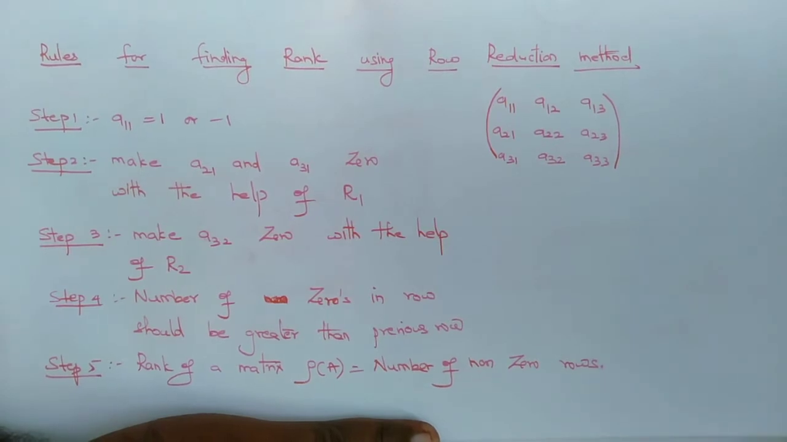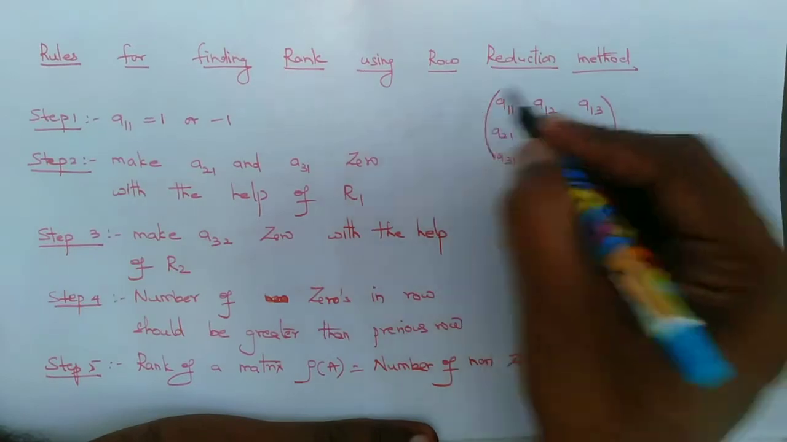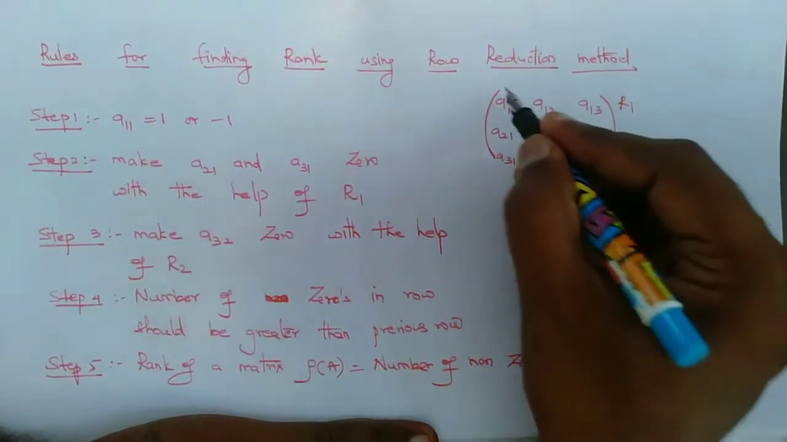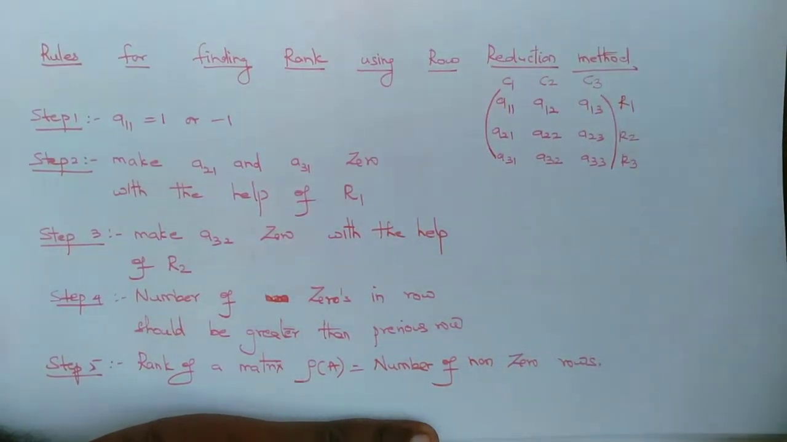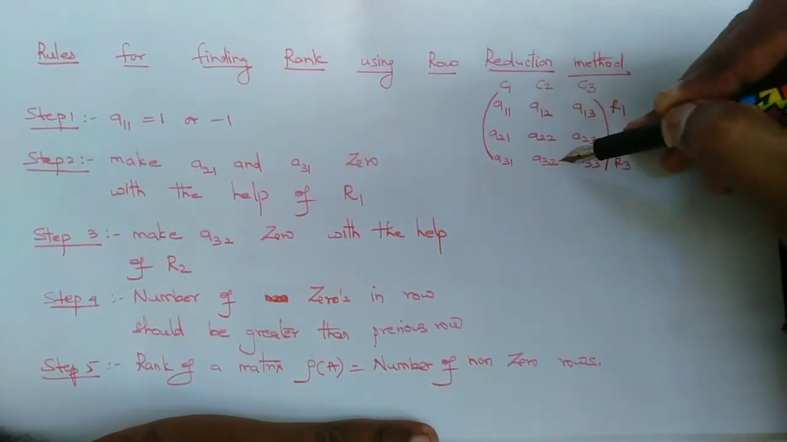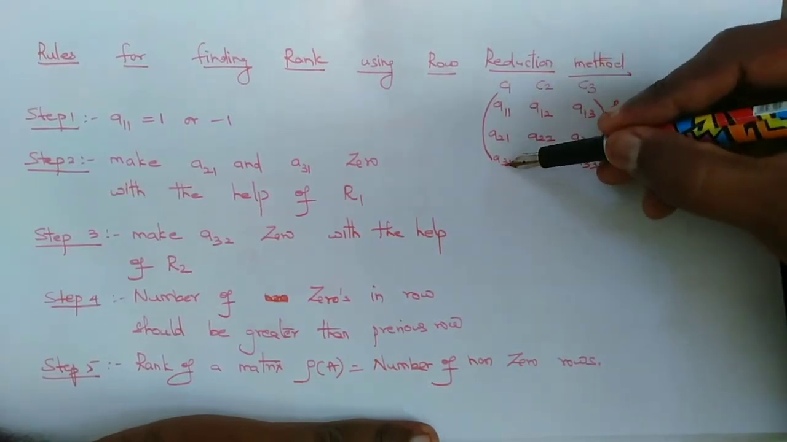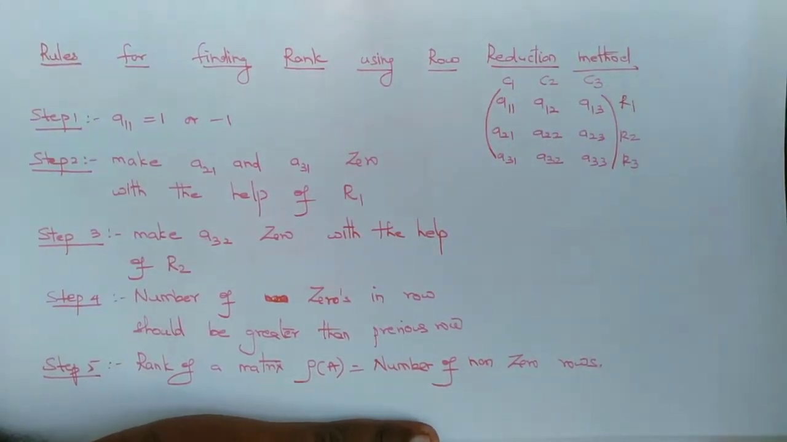Now I have taken one general matrix A11, A12, A13. This one indicates the row, this one indicates the column. First row is R1, R2, R3, then column 1, column 2, column 3. The first one indicates first row, first column. A32 is third row, second column. A31: 3 indicates the row, 1 indicates the column, so third row, first column. This is the matrix.